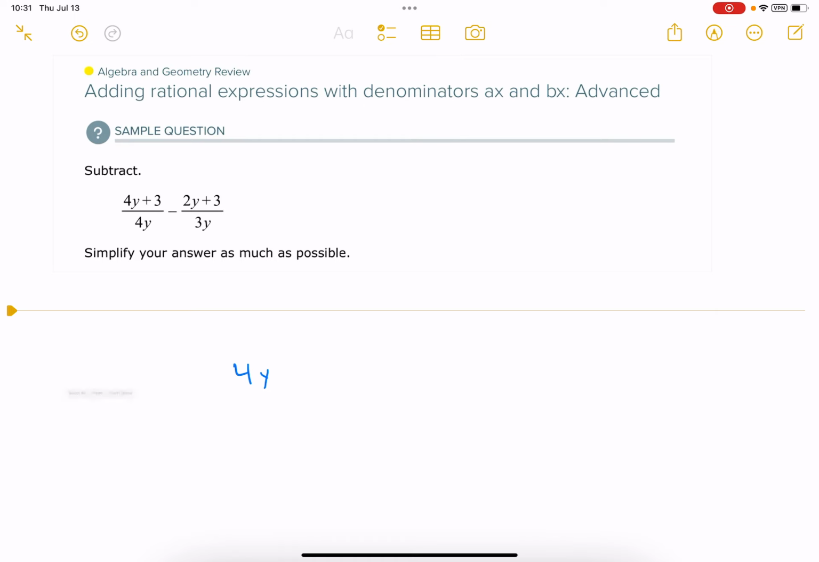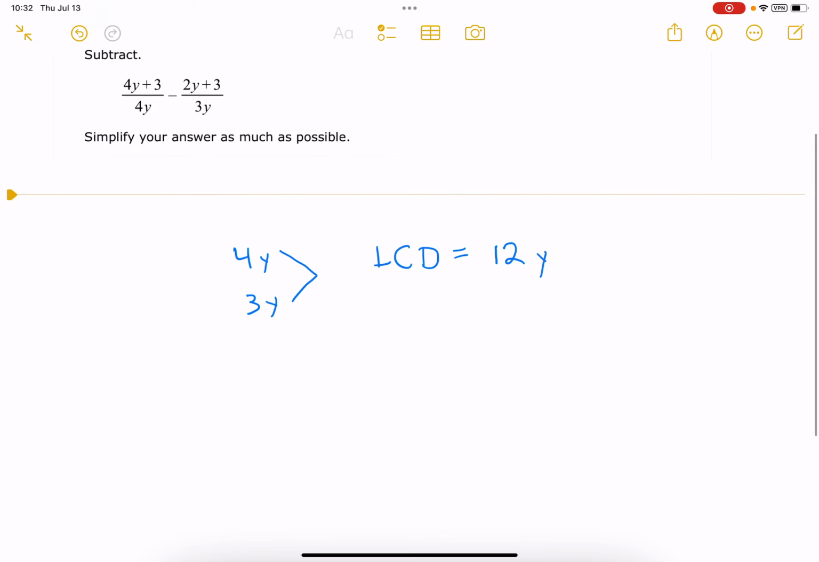And to do this, all you do is multiply the numbers together. Because they both have a y in common, you just leave it as y. So you just multiply, the LCD would be 12y, okay? So we know that the final answer is going to have 12y at the end of the bottom. The denominator will be 12y, okay?